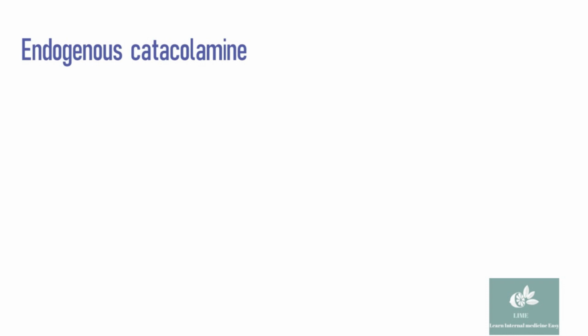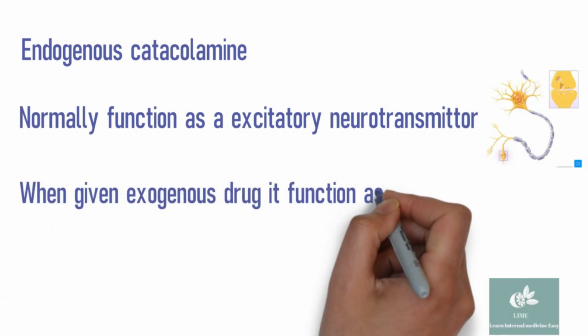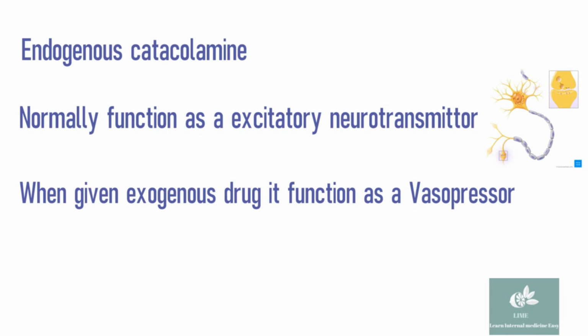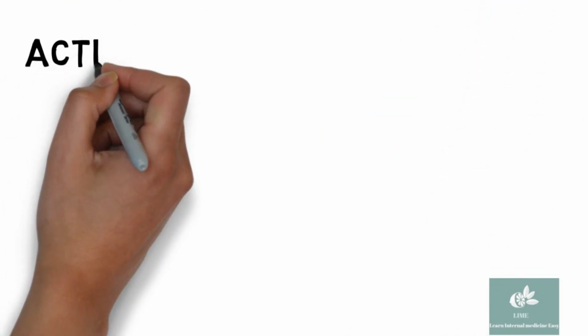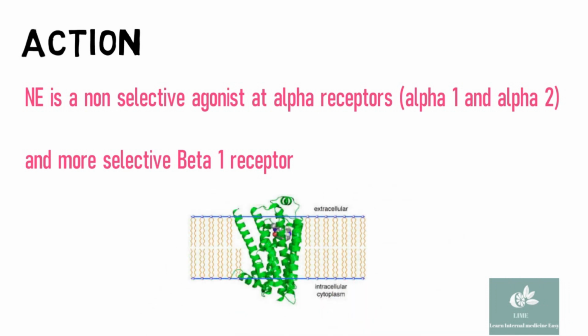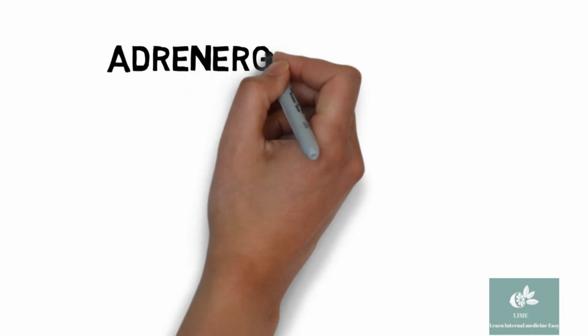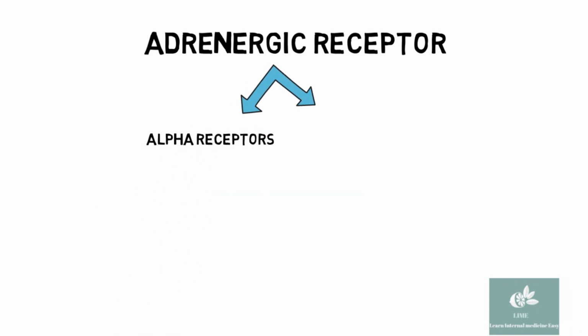Noradrenaline is an endogenous catecholamine, normally functioning as an excitatory neurotransmitter. When given exogenously, it functions as a vasopressor. Norepinephrine is a non-selective agonist at alpha receptors, alpha 1 and alpha 2, and is more selective to the beta 1 receptor. Adrenergic receptors are broadly classified into alpha receptors and beta receptors.